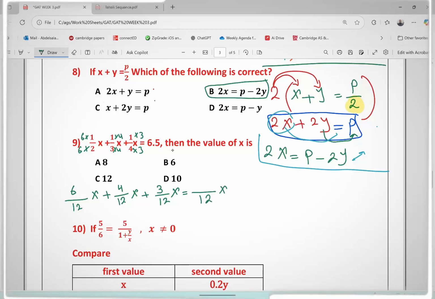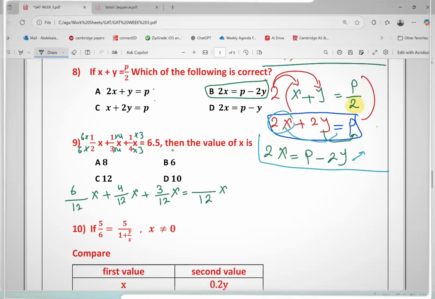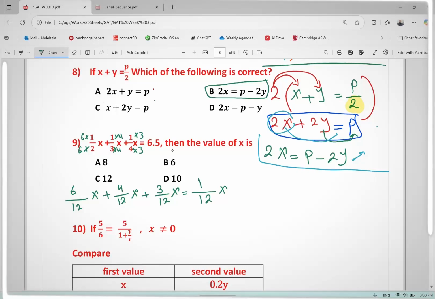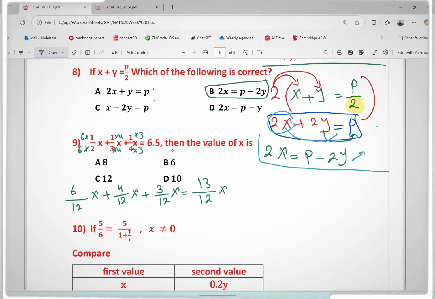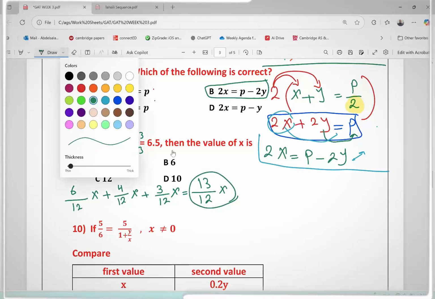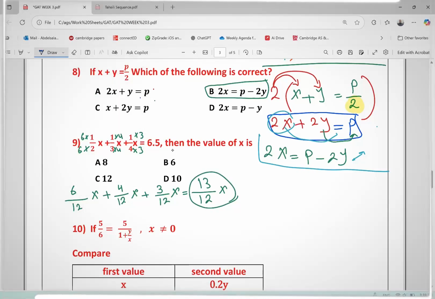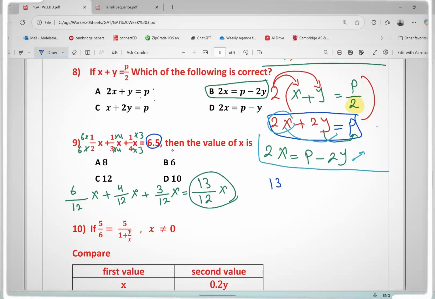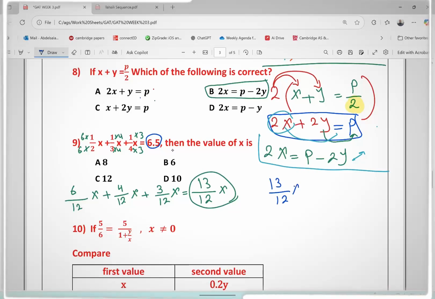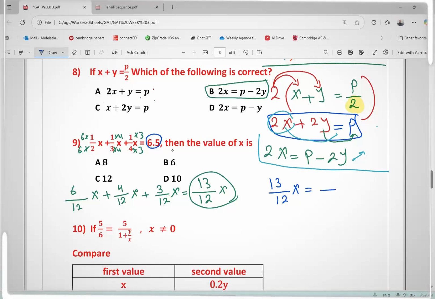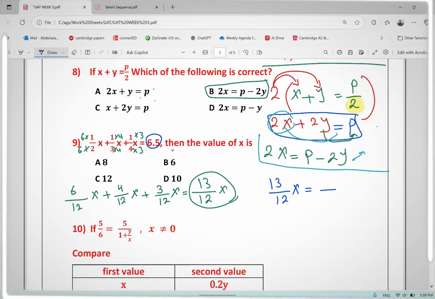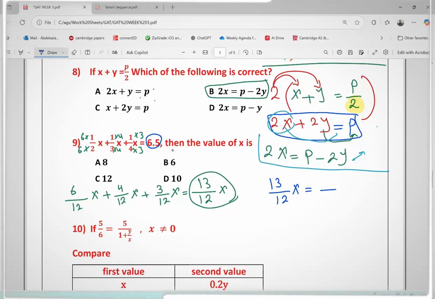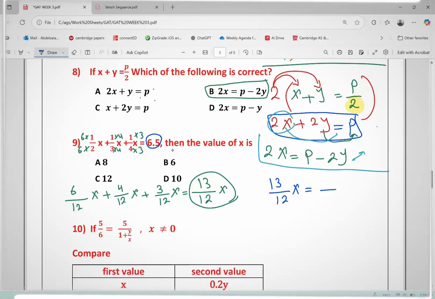Great. And I will add 6 plus 4, sorry, 10. 10 plus 3, 13. Okay. Now I got the expression here. He said it should be equal to 6.5. Actually, I will write here 13 over 12x equals 6.5. Can I write it as a fraction? Why? Because already here I have a fraction. 6.5 as a fraction is 13 over 2.